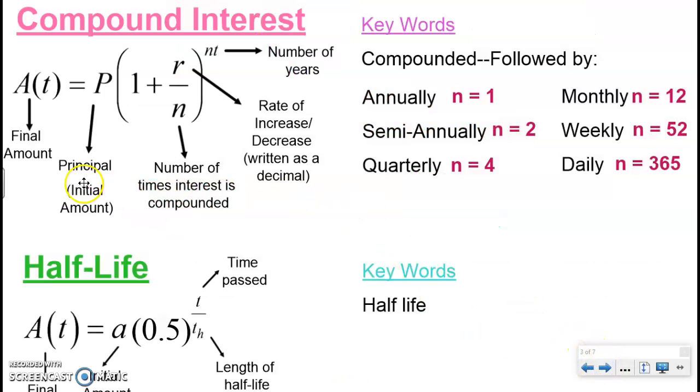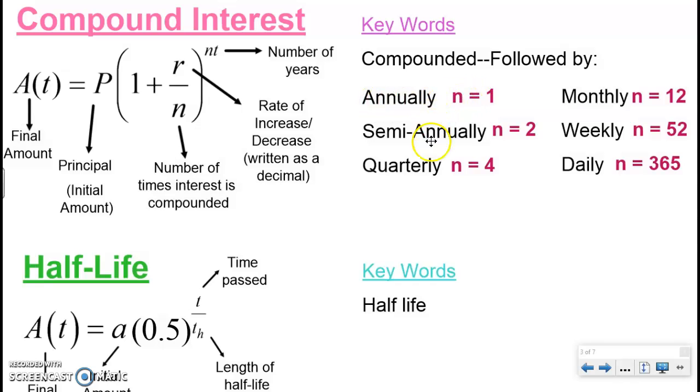Two other formulas. We have compound interest. P is the principal or the starting amount. R is your rate of increase or decrease, which is written as a decimal. N is the number of times something is compounded per year. T is the number of years, n again is the number of times compounded per year, and A of T is the final amount.